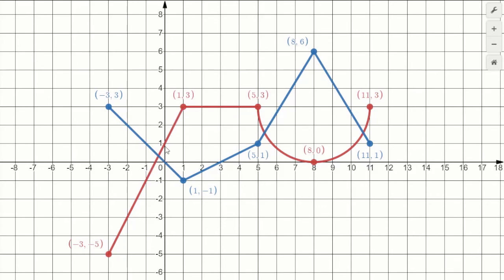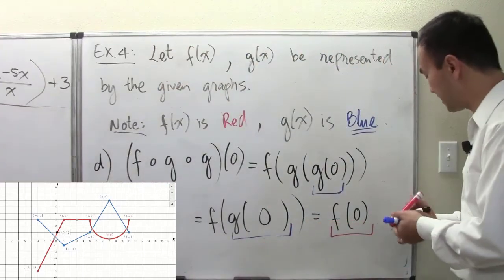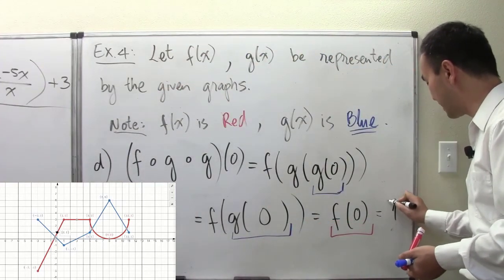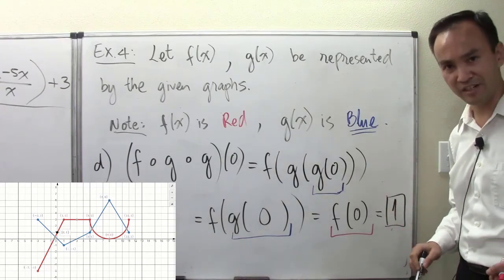When x equals 0, the output value came out to be about 1 right there, at least that's what Desmos estimated for me. All right, so now we have a clear answer. The answer now is equal to 1, or at least estimated to be 1. That's how we've had this problem done right there.